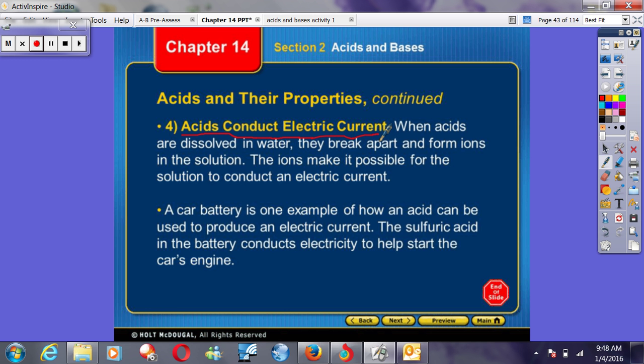A car battery is an example of how an acid can be used to produce an electric current. Your battery has sulfuric acid in it, and the sulfuric acid in the battery conducts electricity to start the engine. So it's important that you know that.